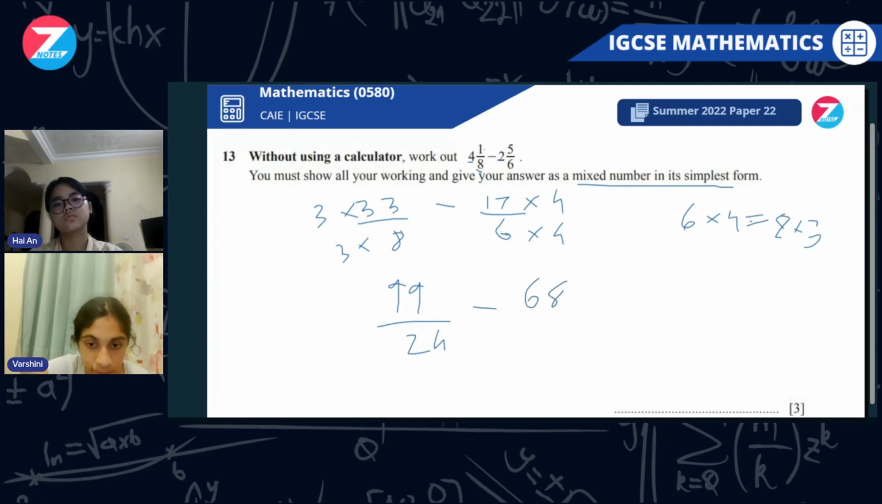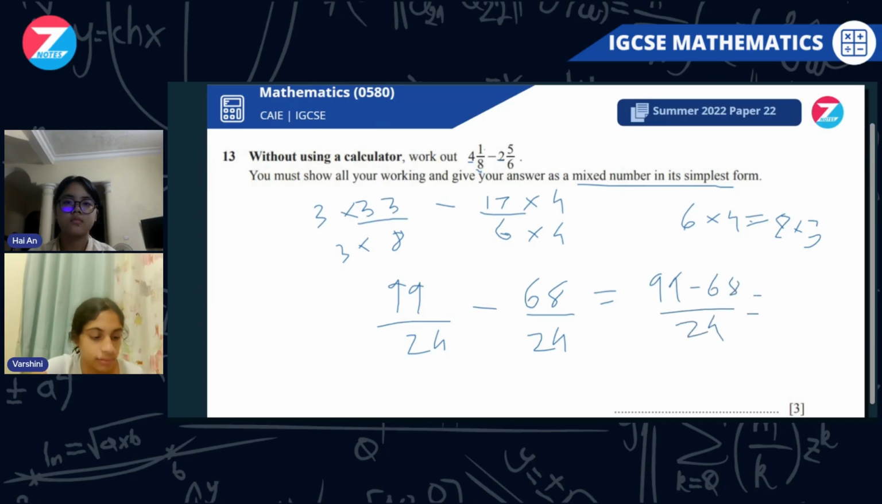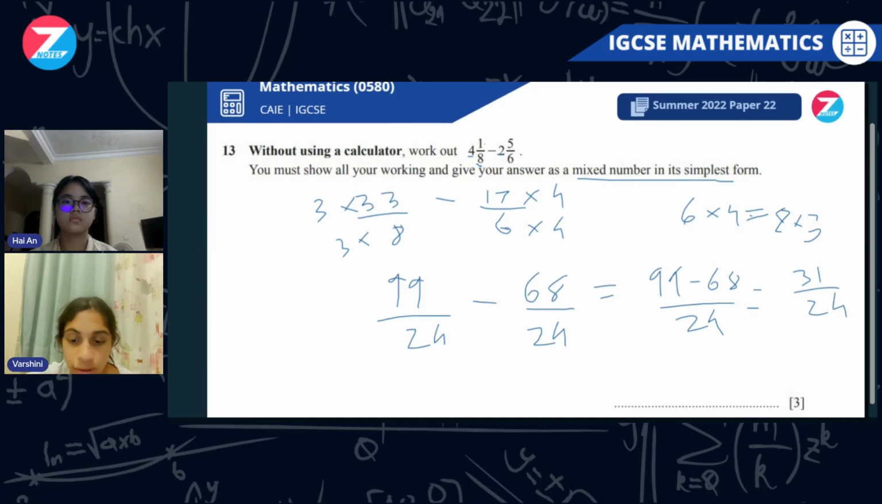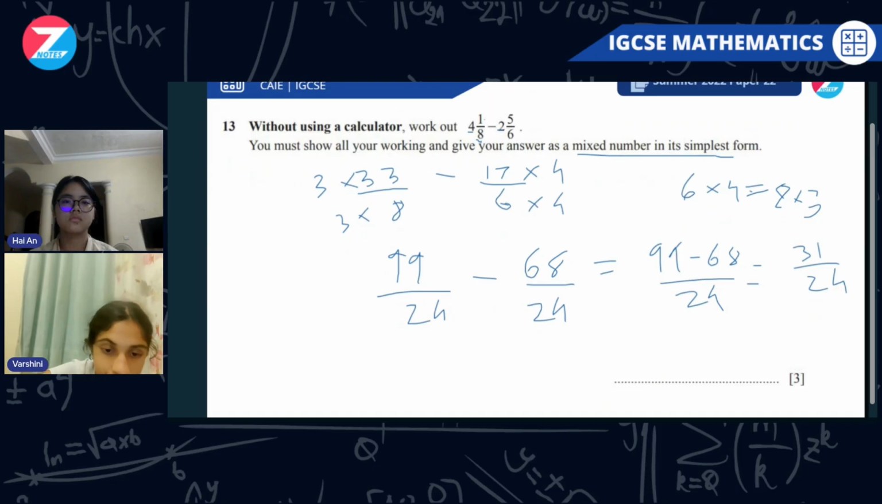68 divided by 24. And now that these have the same denominator, we can go ahead and subtract their numerators and make this 99 minus 68 divided by 24. And again, put this in your calculator or don't, but you should get 31 by 24. Now remember, they want it as a mixed number, not an improper fraction. So we're going to go ahead and do some long division.